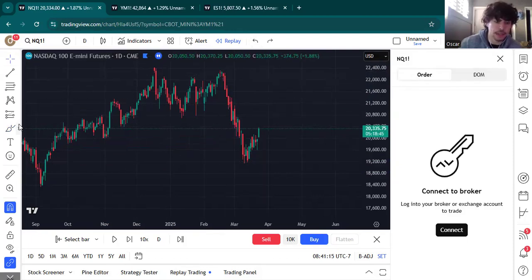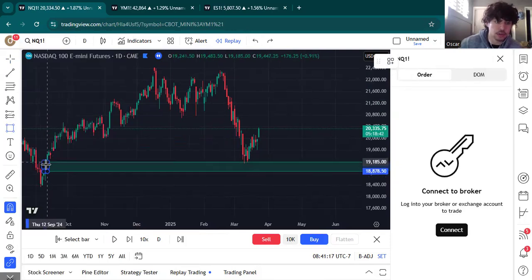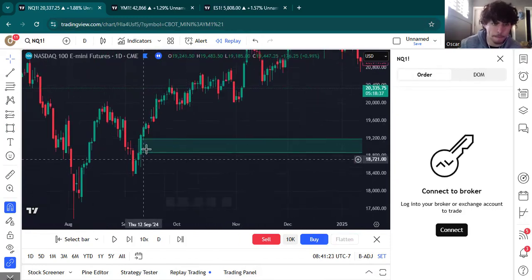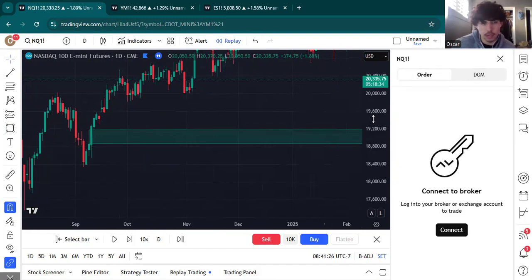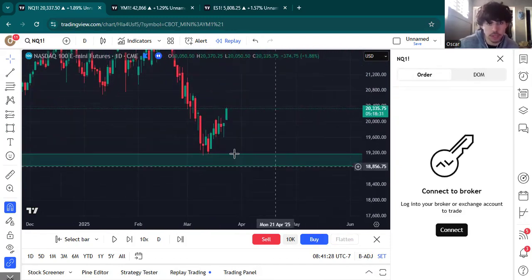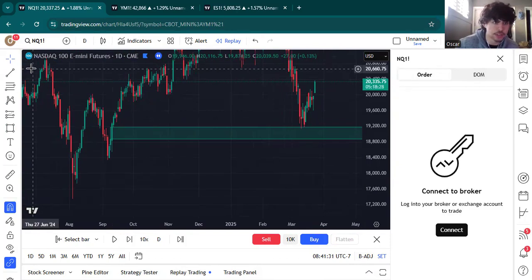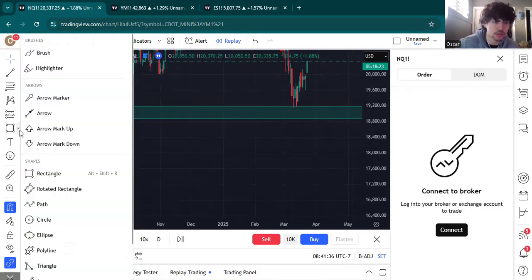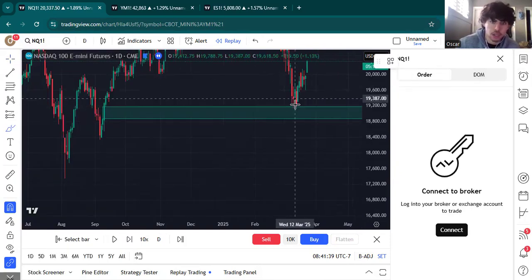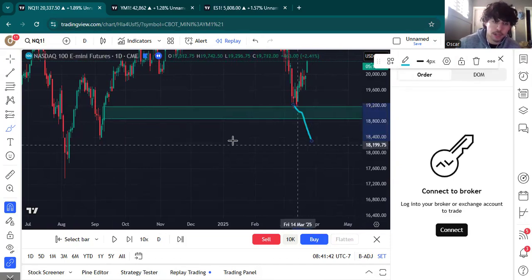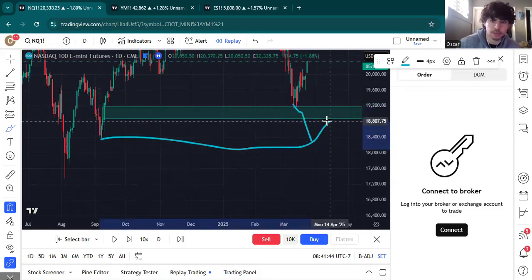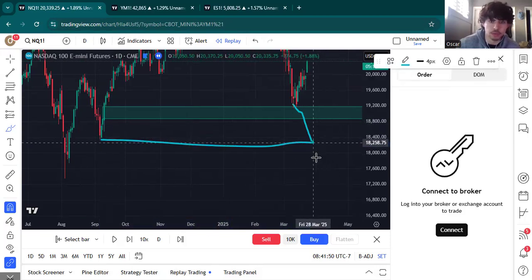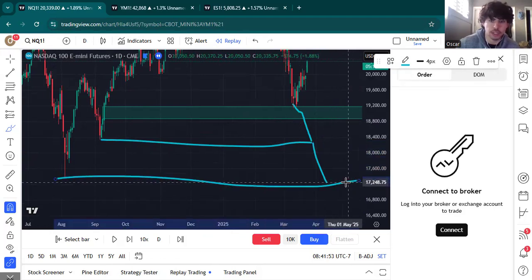Then last week we had price come into this buy side imbalance right here. So what I was looking for price to do from this was either come down, sweep this liquidity, and make its way up, or sweep this liquidity, come down some more, sweep this liquidity, and then make its move up.